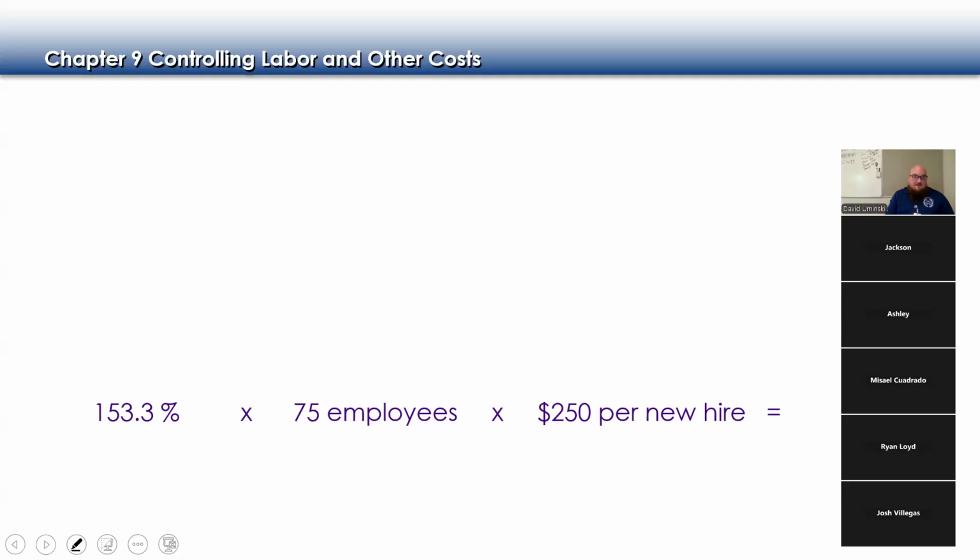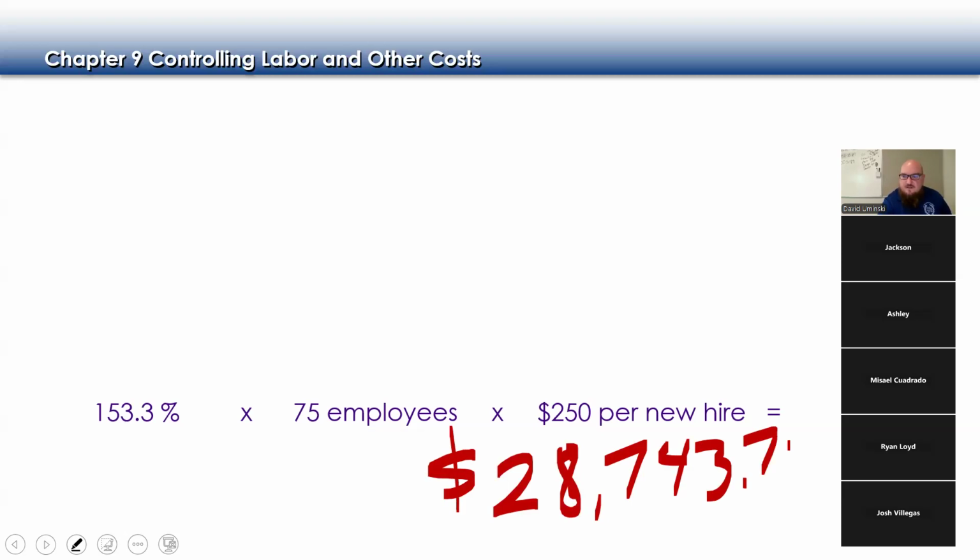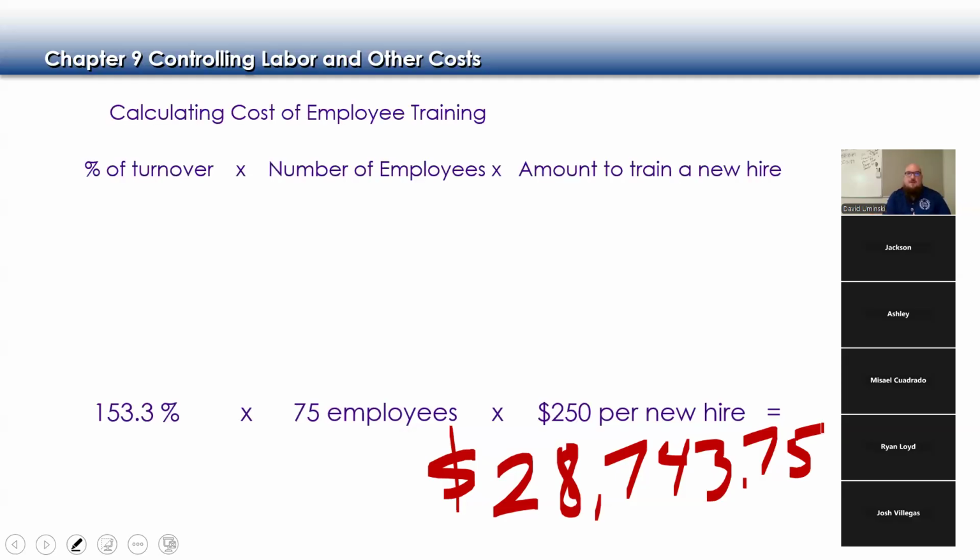Okay. Times the $250 per employee, that turnover cost me $28,743.75. That's how much it cost me to replace and to hire those 114, 115 people. $28,000. Okay.